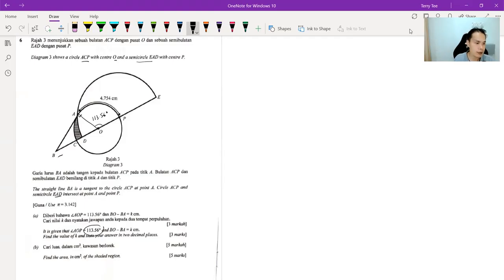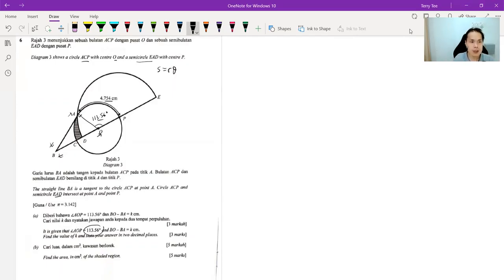BO is the length from here to here. BA is the length from here to here. So that means we need to find the difference between BO and BA. Now, first of all, when you're given the length of this arc, 4.754, and you're given this angle, we can use S equals R theta.